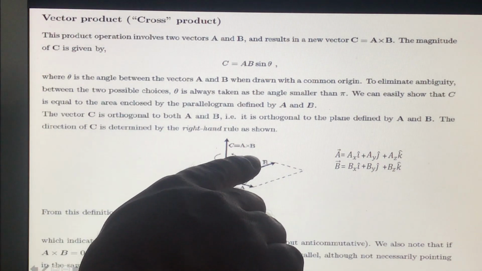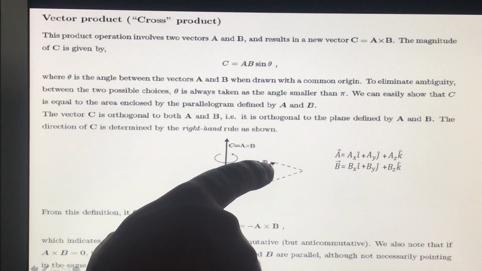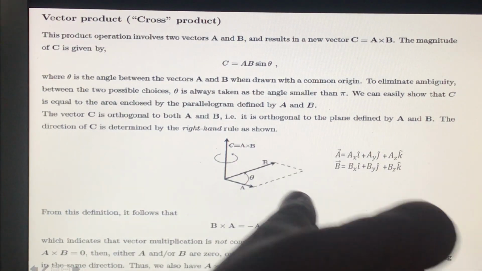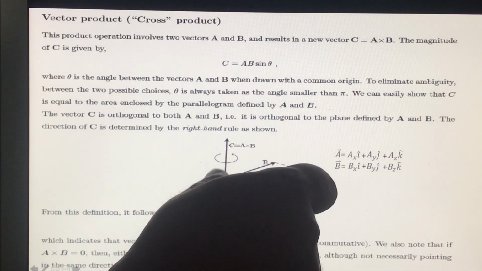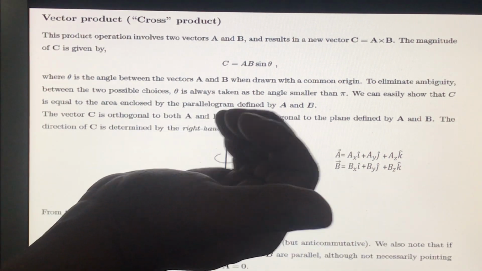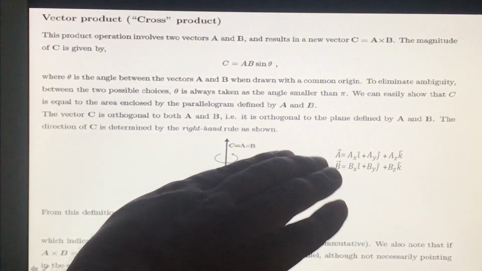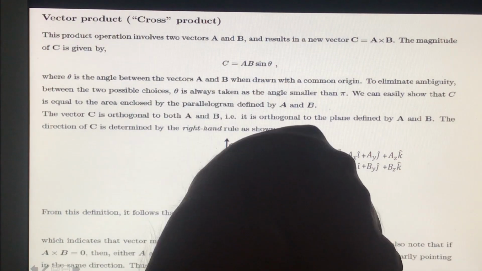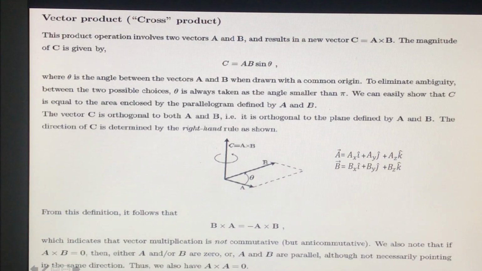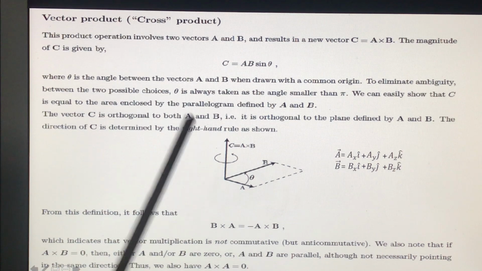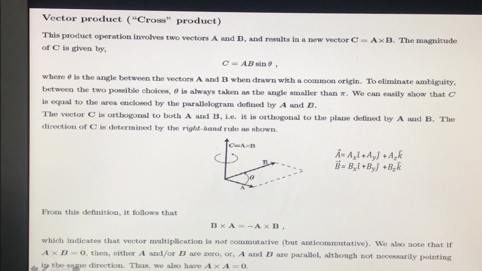Okay, and if we consider the vector product B cross A, then what will happen, the thumb will go into the plane of paper. So for A cross B, the thumb will be outside of the plane of paper, and for B cross A, the thumb will be inside of the plane of paper. Therefore we can say that B cross A is equal to minus A cross B. Here the minus sign represents that the direction is opposite.